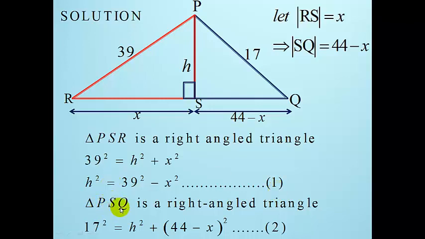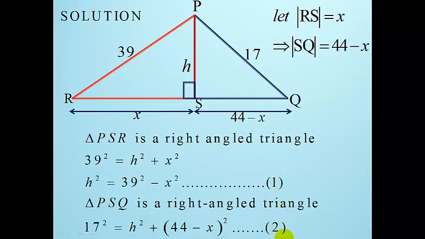Now, triangle PSQ is also a right angle triangle. And we know that the longest side is 17. From Pythagoras Theorem, the square of the longest side is equal to the sum of the squares of the other two sides. Therefore, 17 squared is equal to h squared plus (44 minus x) all squared. Let this be our equation 2.